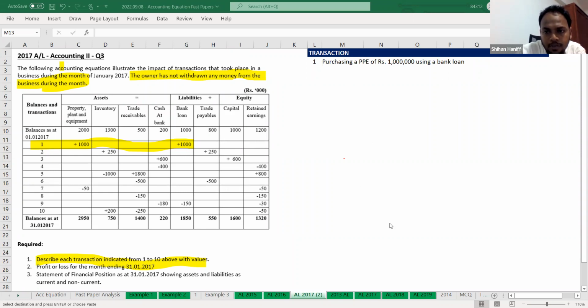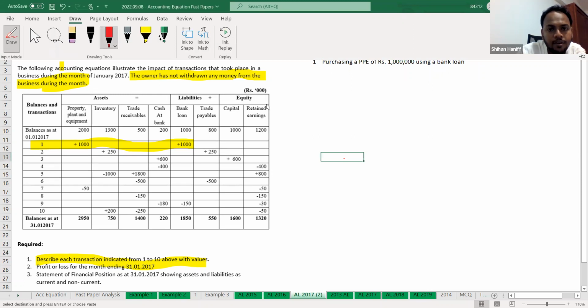Then another question. So what is retained earnings? Retained earnings means the profits. Retained profits. So capital plus profit is equity. So in retained earnings, you have income and expenses. Income, expenses, profit, losses, we recognize under retained earnings.